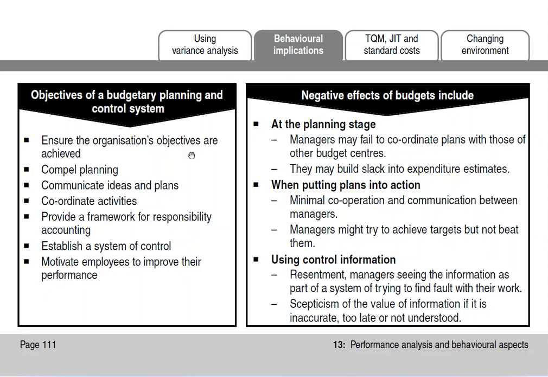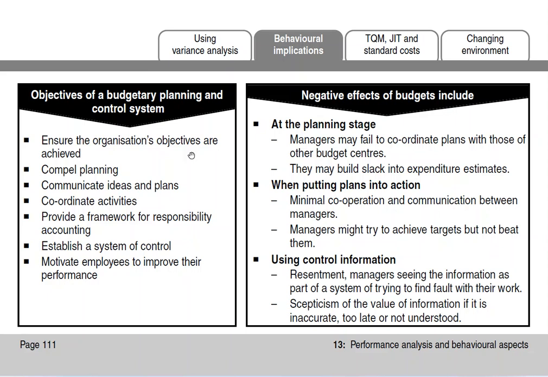At the planning stage, managers may fail to coordinate plans with those of other budget centers, especially if they are bottom-up budgets, which means that each department's manager is responsible for making his own budget. What will happen is they would not consider other departments. For example, sales department is making its budget, but it is not looking at whether it is possible to produce that many units or not. There may be budgets, like I explained in incremental budgeting, that management could include slacks into budget.